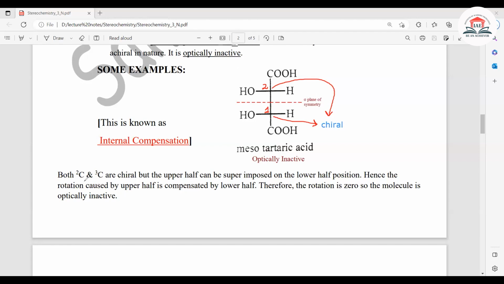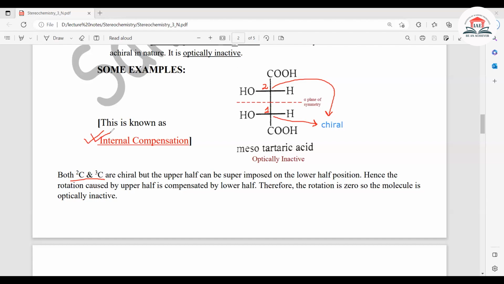So what is written here? See, both 2C and 3C are chiral, but the upper half can be superimposed on the lower half. Hence, the rotation caused by the upper half is compensated by the lower half. Therefore, the rotation becomes zero. The molecule is optically inactive. This is called internal compensation, because internally the molecule is cancelling the rotation of one another. That is why it is called internal compensation.